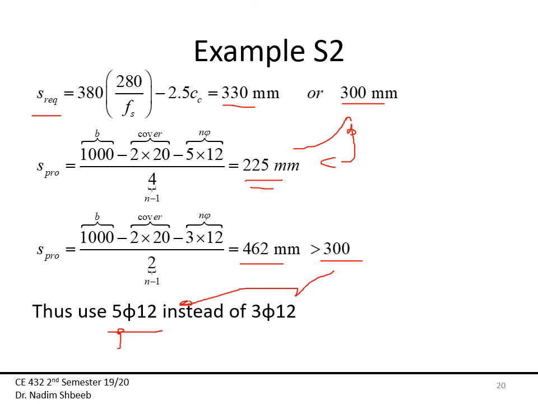So we needed AS minimum to begin with, because the moment was small. And then we found out that because of the crack control, I'm even going to need more steel. Okay? So if you want to go back and calculate M ultimate, it is going to be much, much larger than what is required as far as flexure is concerned. But because of the crack control, I have to use 5 12.